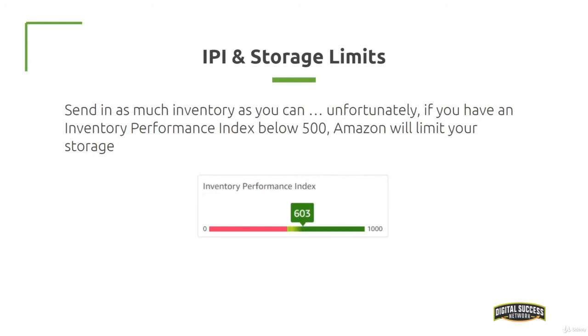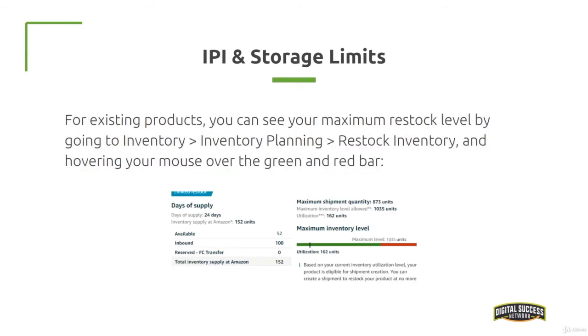Okay, there's IPI and storage limits in Amazon, so that's definitely something you have to be aware of. Send in as much inventory as you can. Unfortunately, if you have an IPI below 500, Amazon will limit your storage. For existing products, you can see your maximum restock level by going to your Inventory tab, selecting Inventory Planning, tabbing over to Restock Inventory, and hovering your mouse over the green and red bar of a particular product. You'll be able to see what you're allowed to bring in for that particular product.